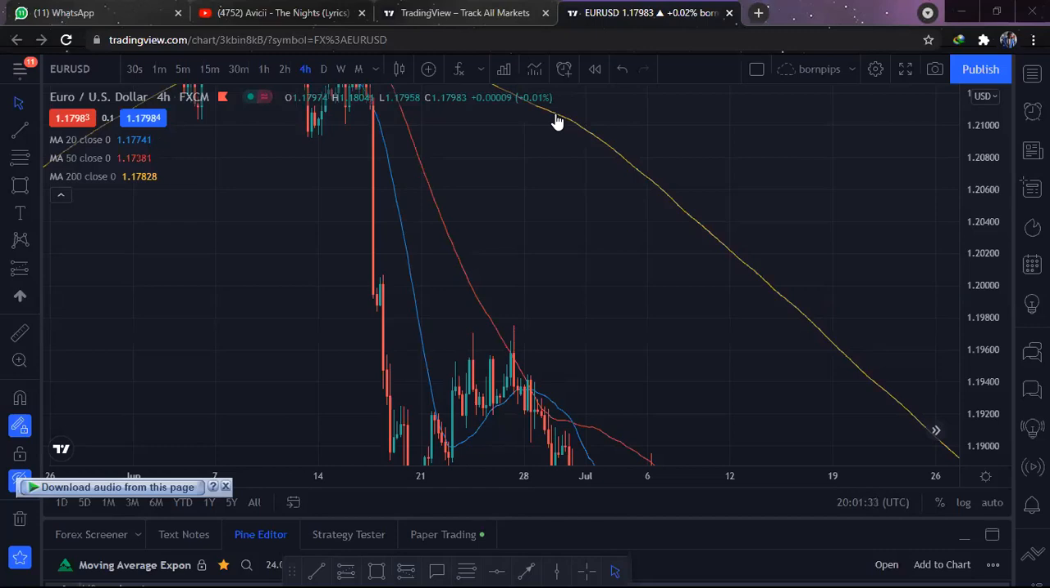So on MT4 on the phone, you can do it. Just zoom out. You have to make the candles small before you can see the 200, the 20, and the 50.